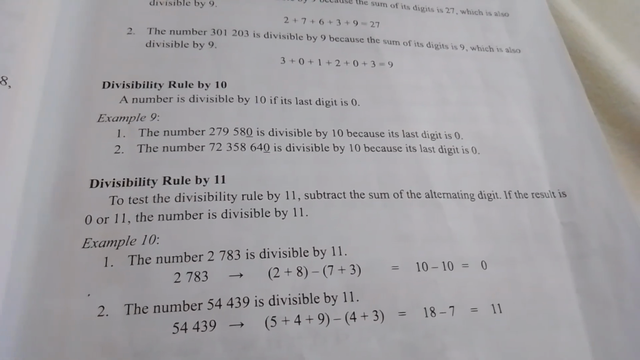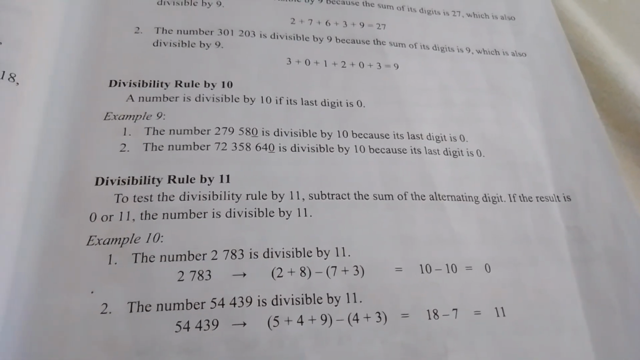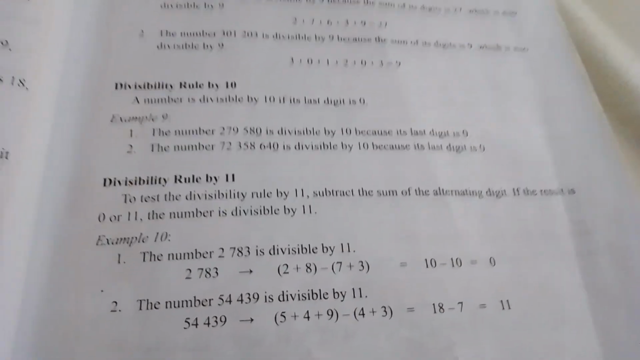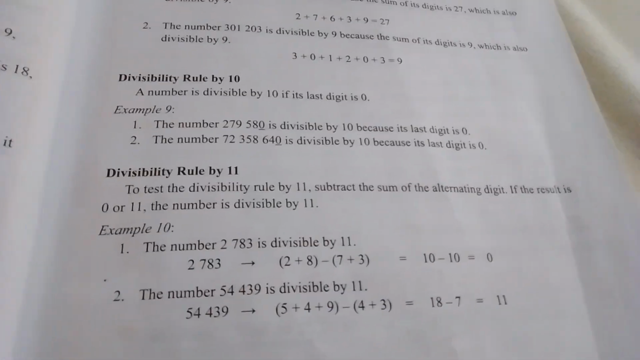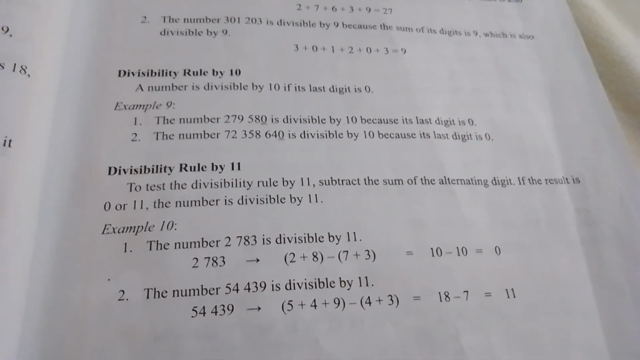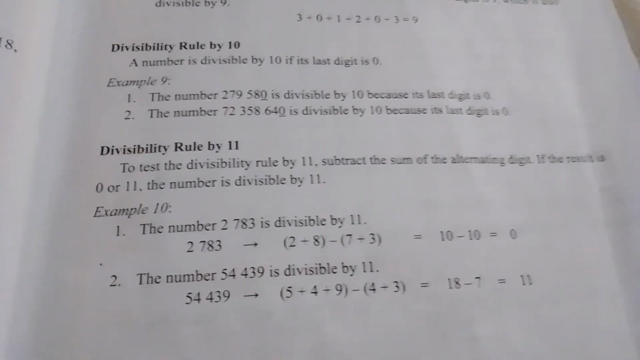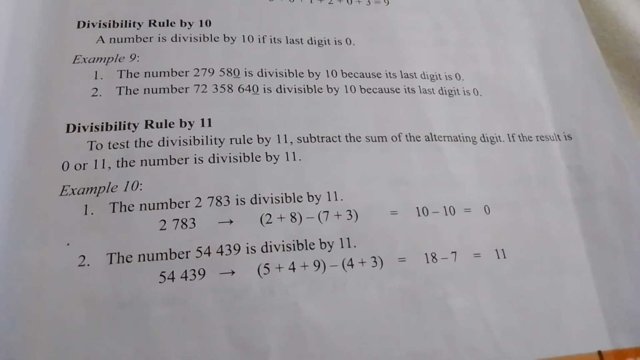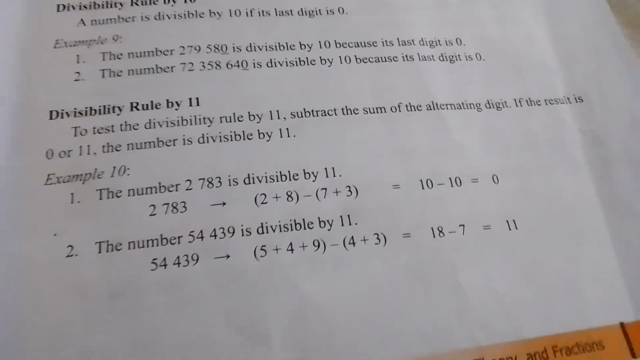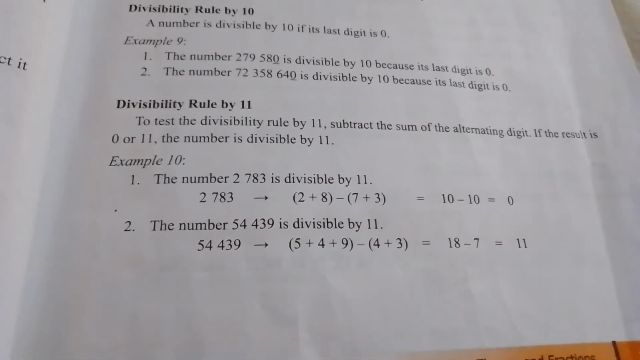Divisibility rule by 11. To test the divisibility rule by 11, subtract the sum of the alternating digits. If the result is 0 or 11, the number is divisible by 11. For example, the number 2,783 is divisible by 11. Now we need to subtract 2 plus 8 and 7 plus 3. So 10 minus 10 will be 0. That will be divisible by 11.